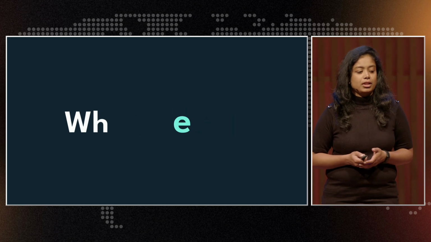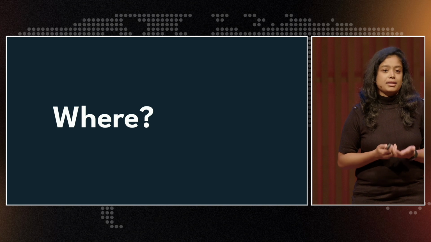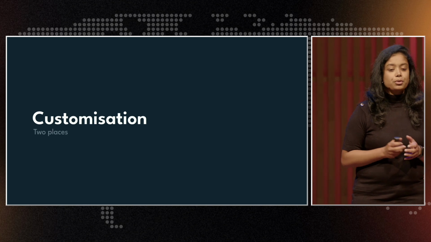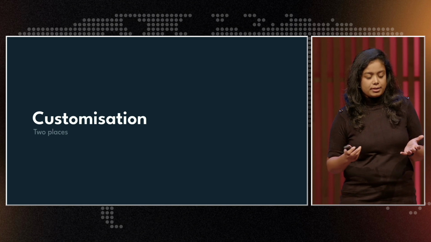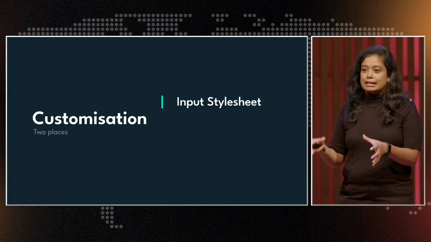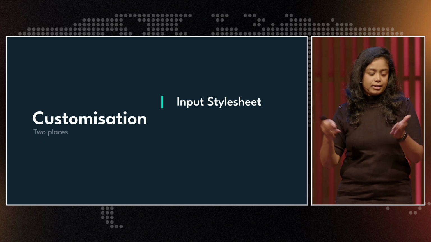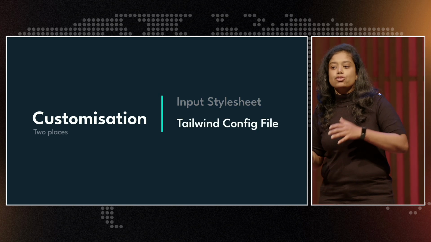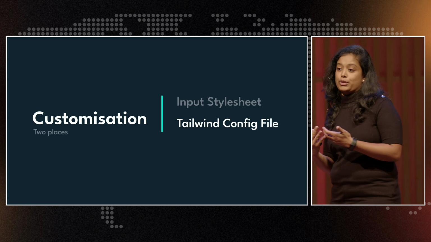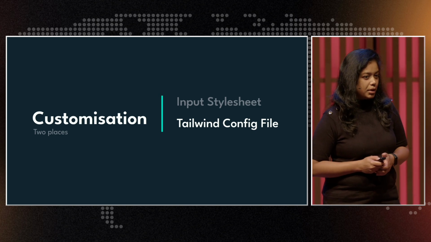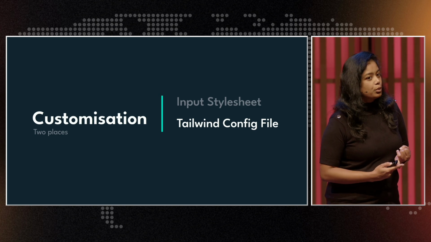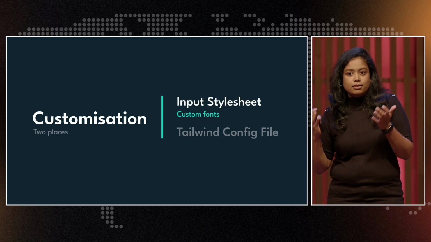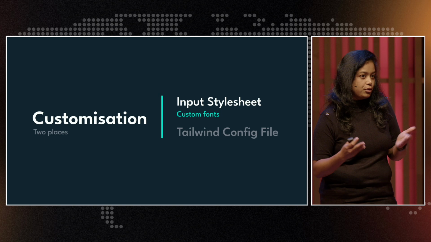So the first question that comes is, where do we customize Tailwind CSS? If you are using Tailwind, you must know that you can customize it mostly in two places, right? One is the input style sheet. That's where you put the Tailwind directives and everything. And another place is the Tailwind config file in JavaScript. So the first way is using CSS. The second way is using JavaScript. But there are some things you can only do in CSS, like probably you're importing some fonts, or you're using Google Fonts. You can't include that in the config file. You have to do it using CSS.